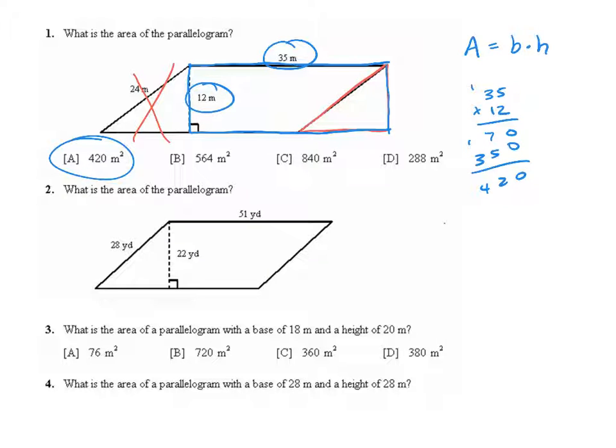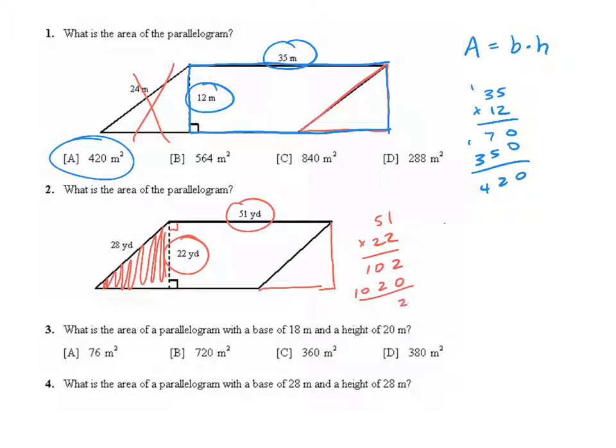On question 2, our base is 51 and the height is 22. Notice that the height must be perpendicular to the base. This triangle right here, this is the triangle that we can slide over to right here and make part of our rectangle. So we're going to do a 51 by 22 rectangle, multiply this out, and that gives us 1,122 square units, and the units is yards.